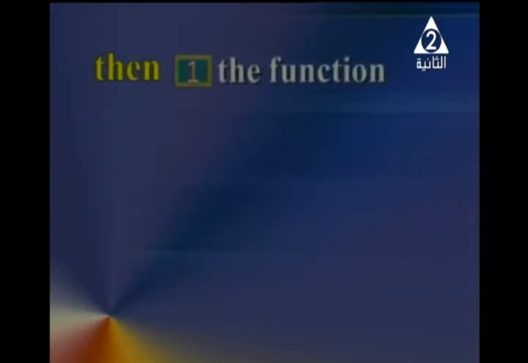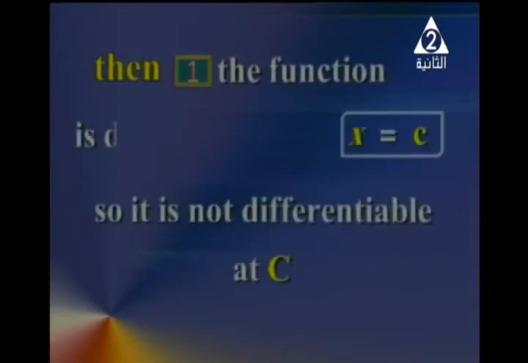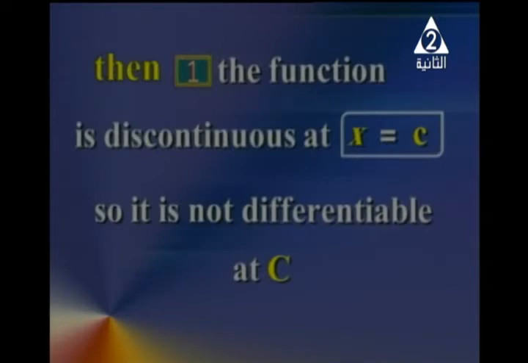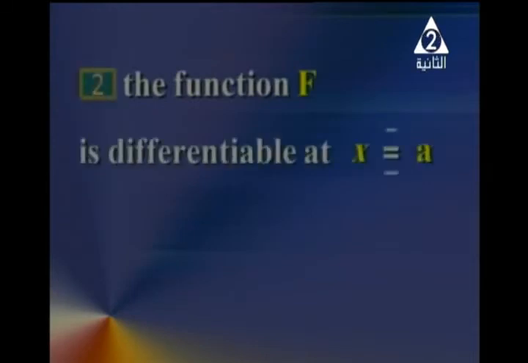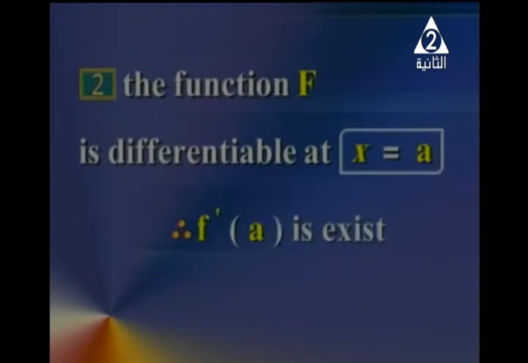Then we deduce the function when x equals c is discontinuous. So it is not differentiable at x equals c. Why? The function is discontinuous at x equals c. Therefore, it is not differentiable at x equals c. This is number one. Number two, the function is differentiable at x equals a. Therefore, f dash a exists. This is the condition that f dash exists. The function f is differentiable at x equals a.